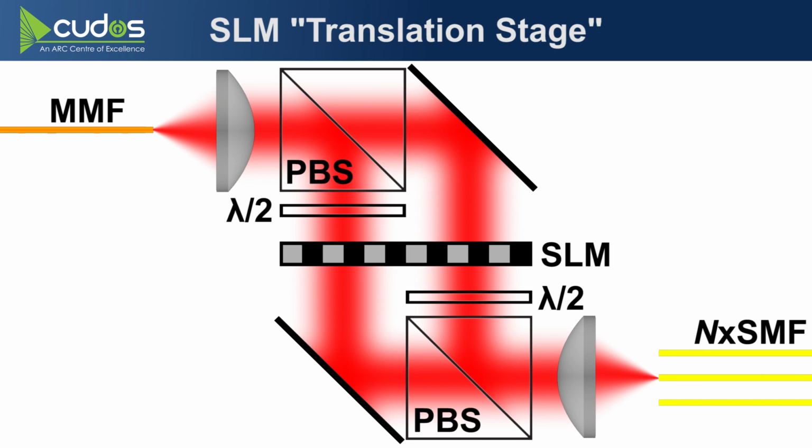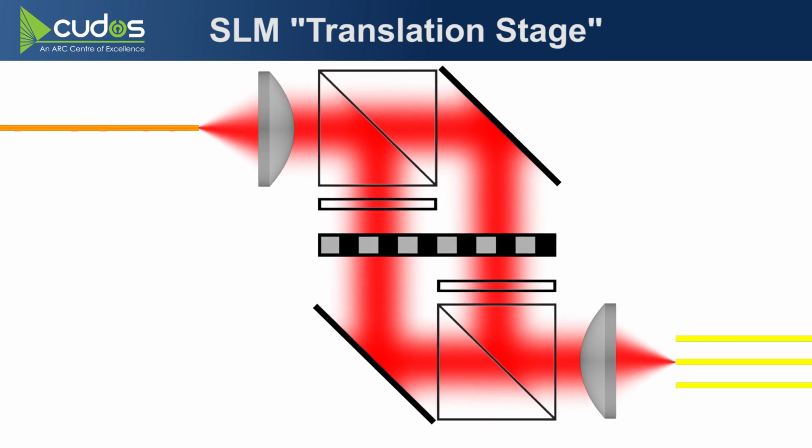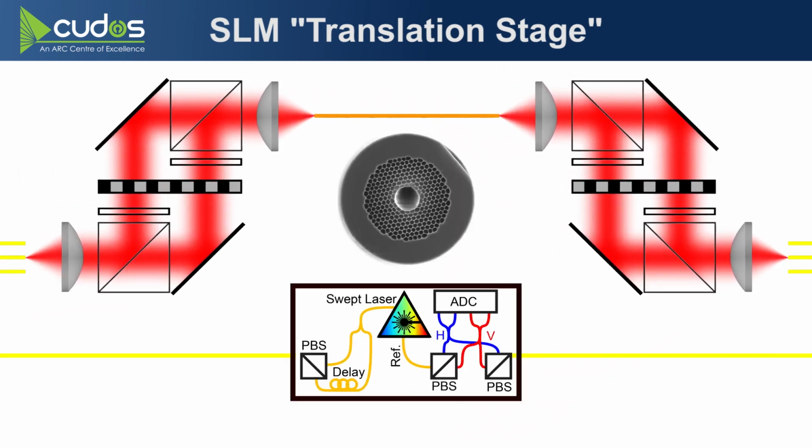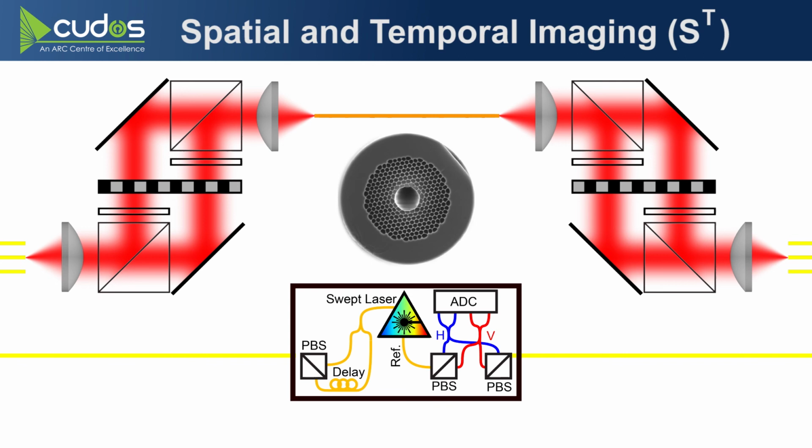In this case, we're using the SLM just like a little tiltable mirror, which scans the single mode spot across the core of the multi-mode fiber. And then for each point in space, we take a sweep with our swept wavelength interferometer. So the swept laser goes into the arbitrary mode generator at the input, excites a whole bunch of modes. Then at the other end, the detector is attached to our SLM translation stage.